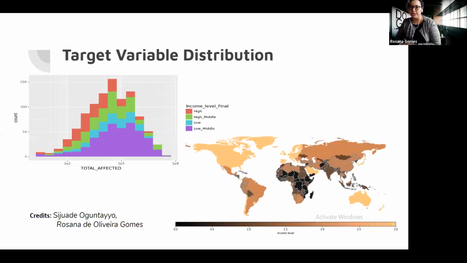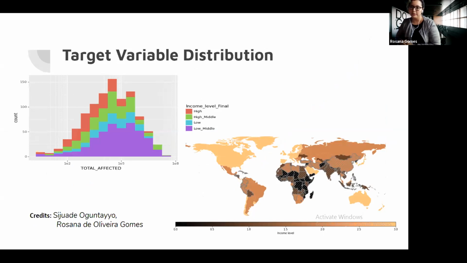And as we mentioned, we are trying to identify the affected population. This is what we mean by target variable. This is a jargon expression. So here we have just the distribution of the total affected population.